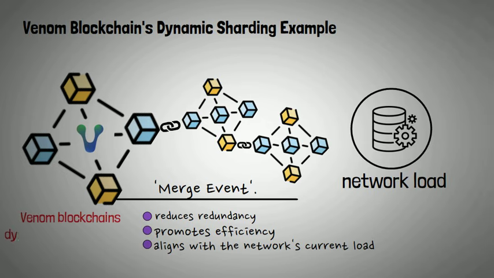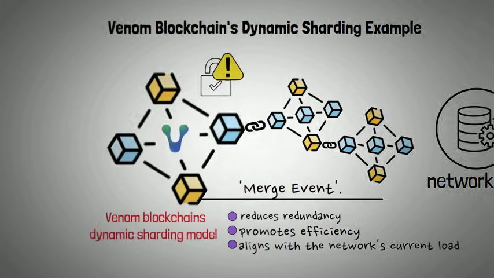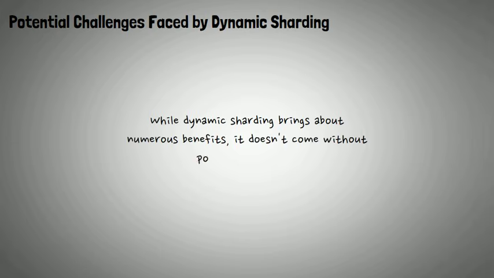The Venom blockchain's dynamic sharding model exemplifies how blockchain technology can meet demands of scalability and efficiency without compromising on security and decentralization. It truly brings the concept of dynamic sharding to life and illuminates its potential in revolutionizing the blockchain landscape. While dynamic sharding brings about numerous benefits, it doesn't come without potential challenges.